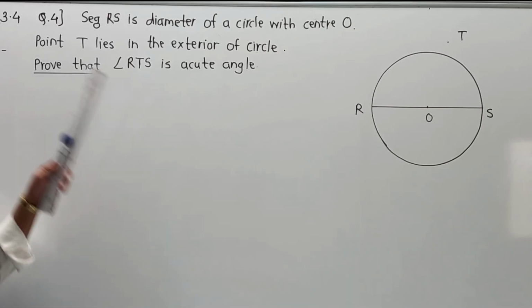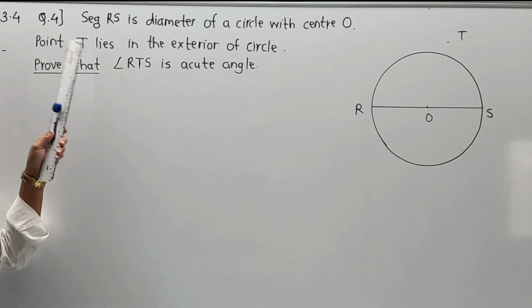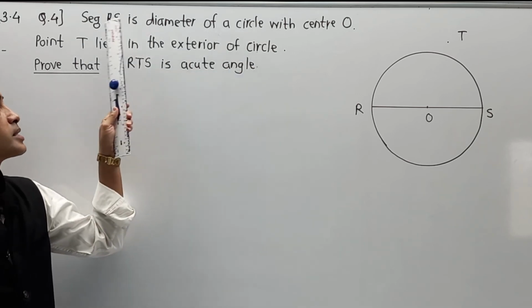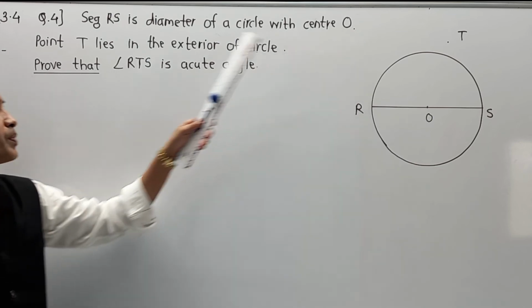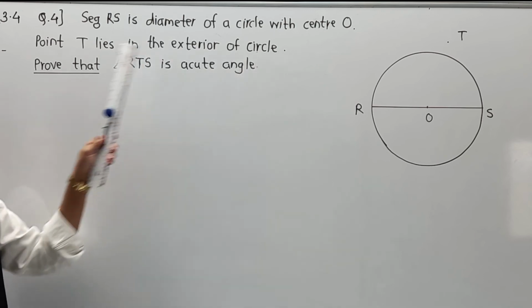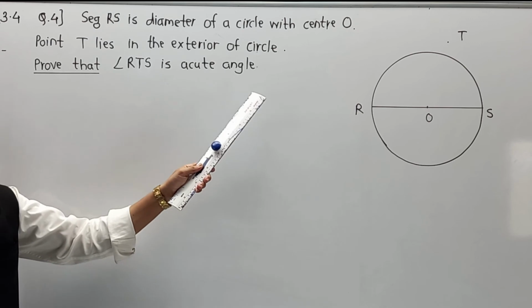Hello students, now we are in practice set 3.4, question number 4, and the part is, segment RS is the diameter of a circle with center O. Point T lies in the exterior of the circle. Prove that angle RTS is an acute angle.